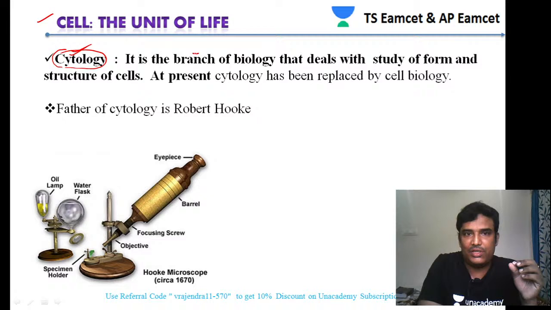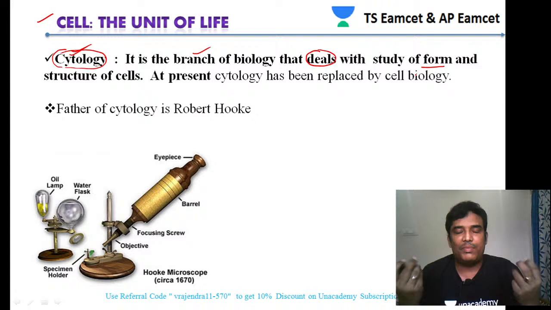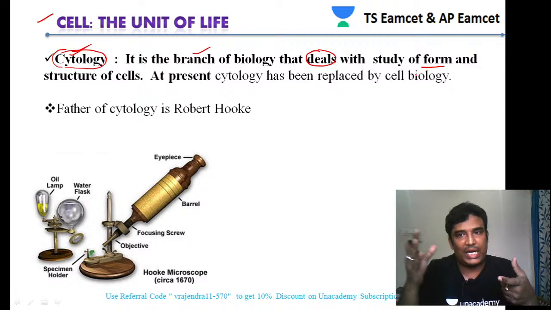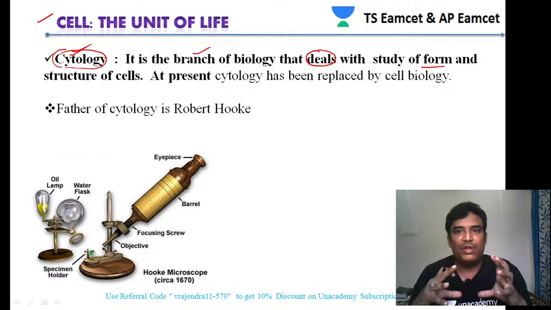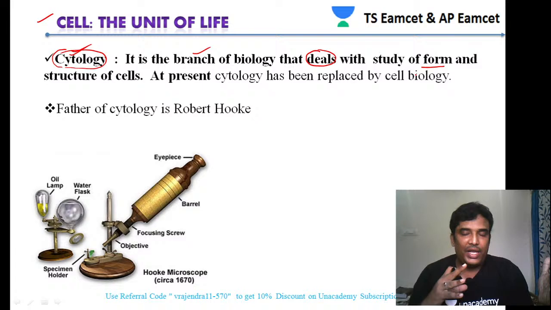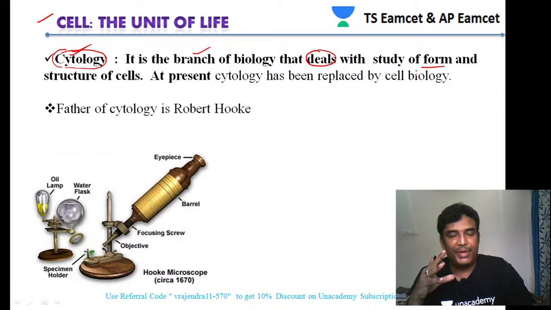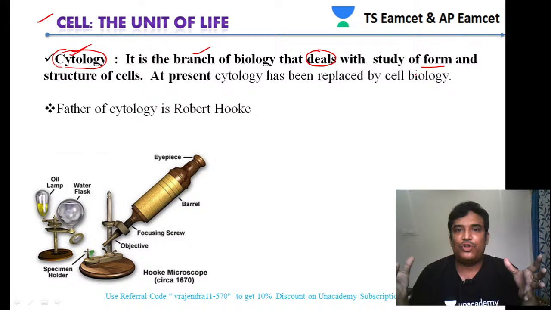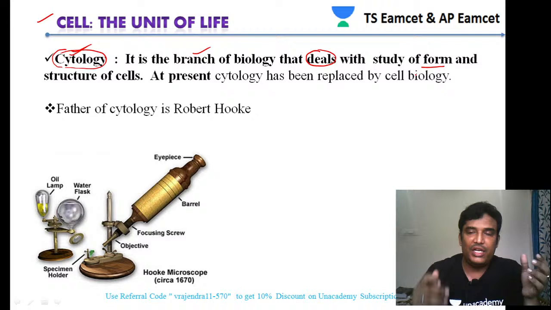It is a branch of biology that deals with the study of the forms of the cell. Inside the cell, what different forms are present, what cell organelles are present, and how these cell organelles change from one form to another and get modified inside the protoplasm. Inside the cell, we have cytoplasm. In a well-developed cell, it is called cytoplasm, but in an immature cell, it is called protoplasm. When an immature cell is converted into a mature cell, protoplasm is modified into cytoplasm. So there are changes in the forms as well as the structures of the cell.